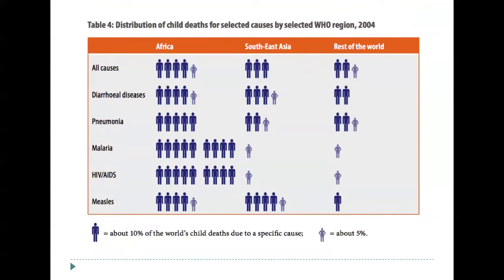If we look at child deaths by region, each of these dark-coloured bars here is about 10% of the world's child deaths due to a specific cause. So you're supposed to read it looking that way. When we look at all causes, most child deaths are occurring in Africa. We look at diarrheal diseases, the same kind of picture, although there are substantial deaths in Southeast Asia from diarrheal diseases. Similarly with pneumonia. Malaria is really very highly skewed. Most of the deaths in children due to malaria, and if you look down below, HIV as well, are in Africa.